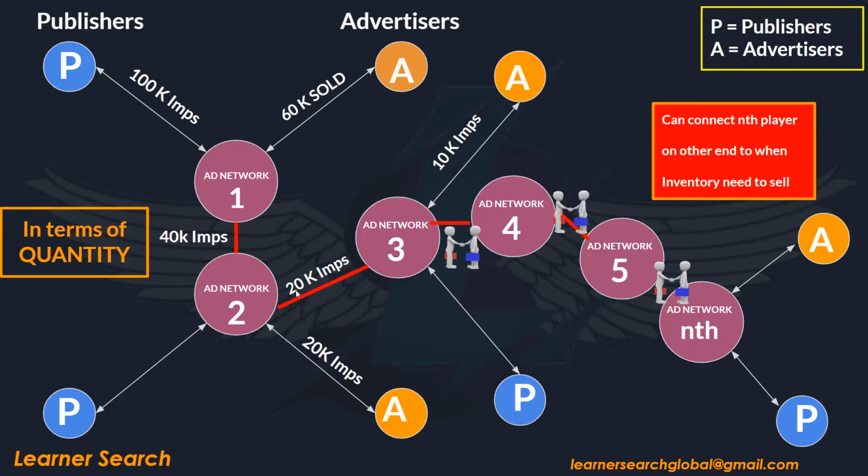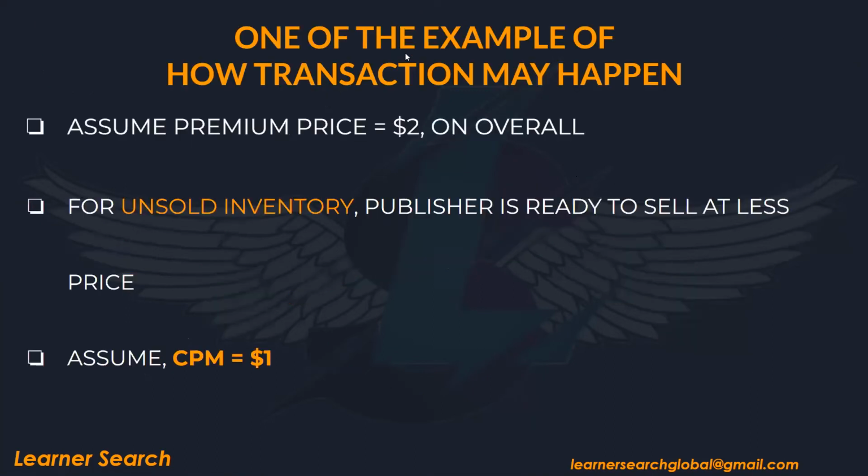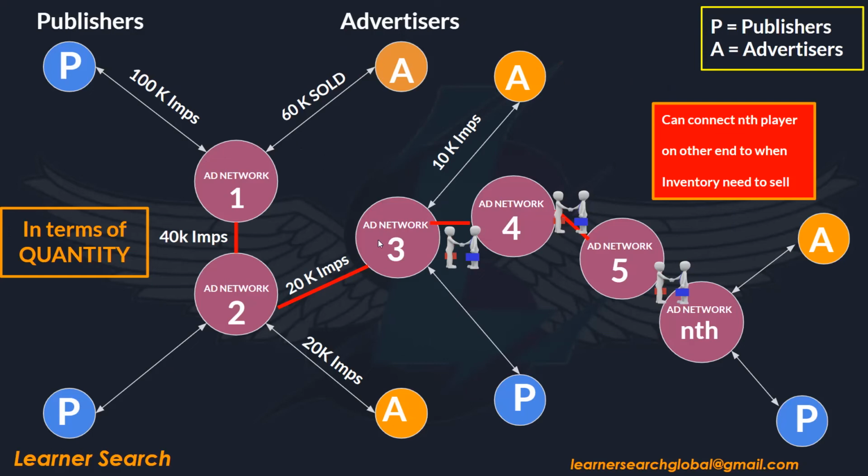You're able to sell all the impressions here, right? In a positive way, all the impressions available from the publisher end, or supply end, are sold to someone, somehow, to everyone. Got this point, right? So you can connect the nth player on the other end when inventory needs to be sold. That is one example of how a transaction may happen. Till now we discussed the volume, how the volume of inventory sold increases. For a single impression it happened, second happened, third, likewise, when 100 impressions are sold via network, this is how it looks. I'm not saying this is exactly how it works. This is one example of how business happens in a daisy chain of ad networks.